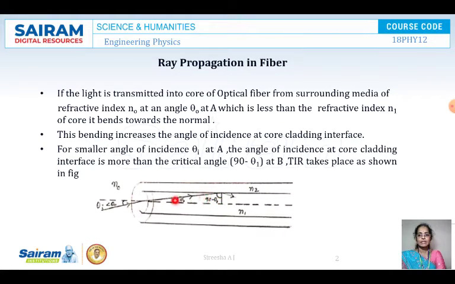So for a smaller angle of incidence, which is less than theta naught, the ray enters the core and at a point B, that is at the core and cladding interface, TIR, total internal reflection, is taking place. That means for smaller angles of incidence, theta I less than theta naught, where theta naught is a reference angle, the total internal reflection takes place at angle 90 minus theta, and the ray is totally reflected back.